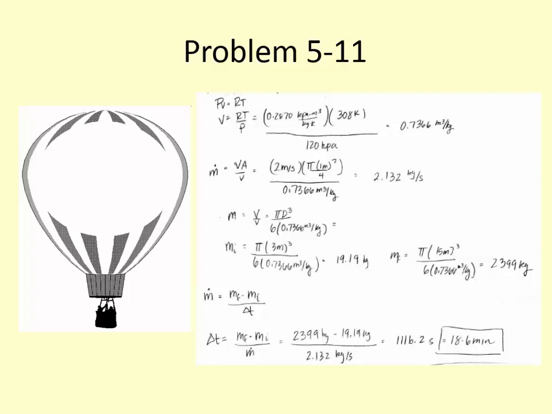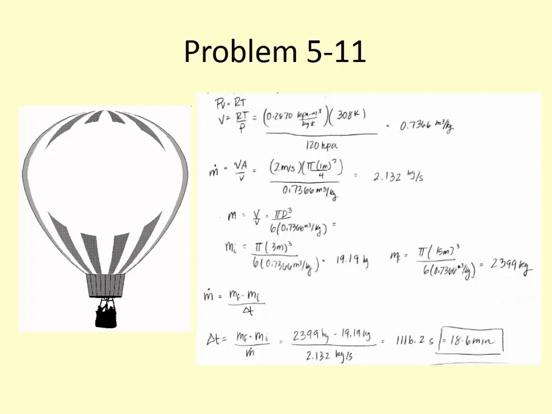So our cross-sectional area is this 1 meter diameter opening. So we have 2 meters per second multiplied by this pi d squared over 4, so 1 meter squared over 4, and then divided by our specific volume, which is 0.7366 meters cubed per kilogram. So our mass flow rate we find is 2.132 kilograms per second. Okay, I feel like we're getting closer to figuring out how to solve this problem.